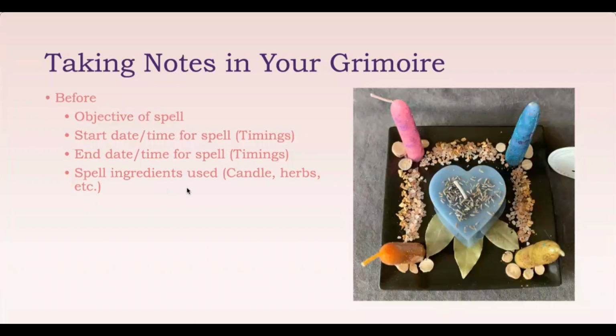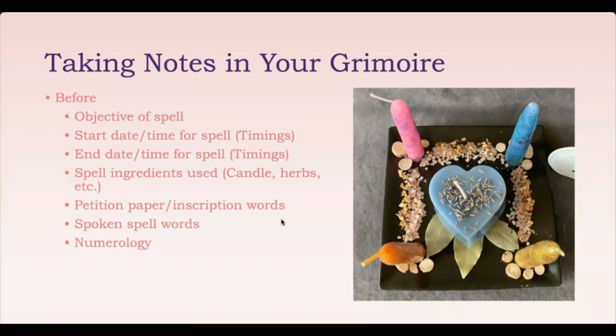What spell ingredients did you use? What candles did you use? What herbs, and all of the ingredients that you used in your spell? Did you create a petition paper, or did you inscribe words on your candle? You'll want to record that in your grimoire as well. Did you have any spoken spell words, incantations, or words that you said as you lit your candle? Did you use any numerology, and what was the significance of that numerology? Did you use a layout, and what was the significance of the layout? These are all things that you can note in your grimoire before you do your candle spell.